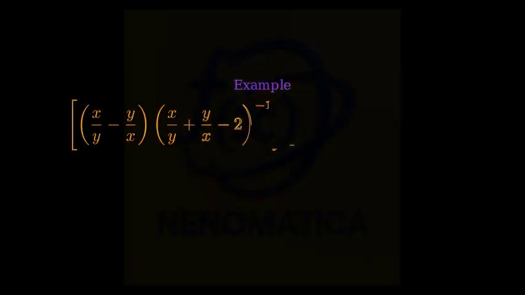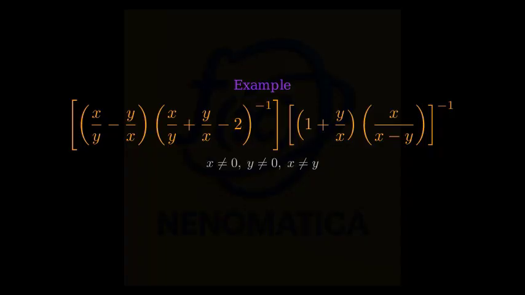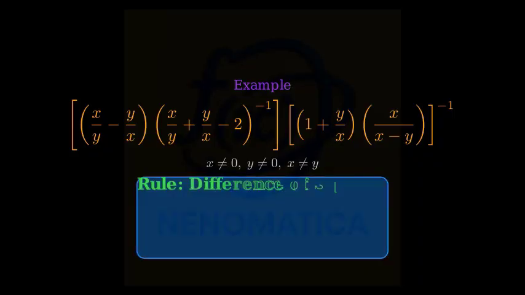Here is the example we will simplify. We'll also keep in mind the domain conditions: x and y are non-zero, and x is not equal to y. Step 1. We rewrite each bracket using common denominators and a key identity. Recall the difference of squares: x squared minus y squared equals (x minus y) times (x plus y). Now apply it as we combine the inner sums into single fractions.